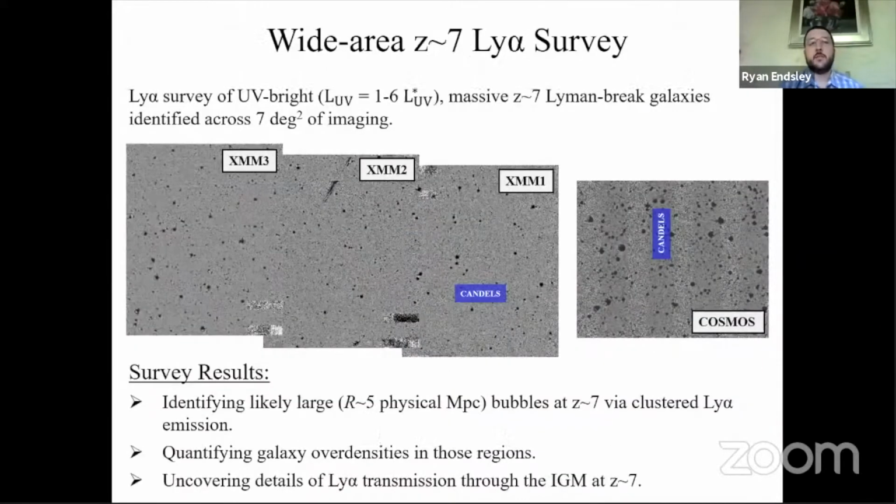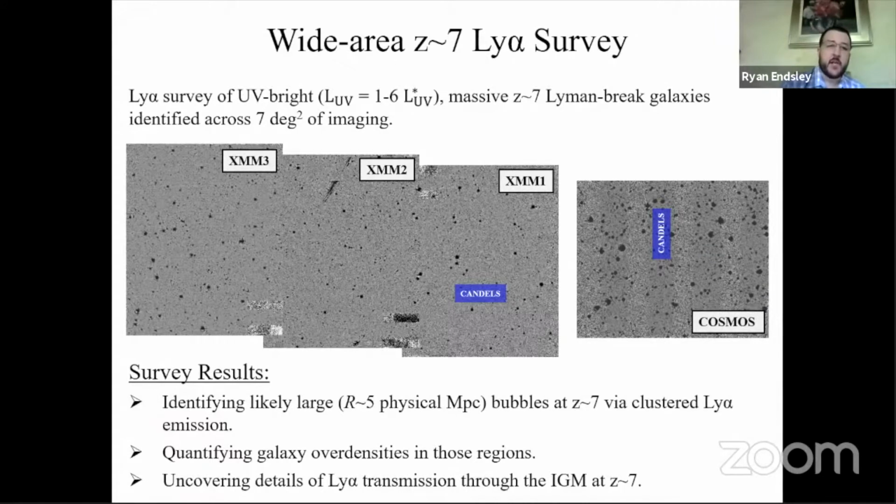So what I want to talk to you about today is a 3-year campaign we've been conducting with MMT Binospec targeting Lyman-alpha emission from UV bright massive Lyman bright galaxies identified across a very wide area of fields. Specifically, this survey has been focused on the XMM and Cosmos fields, which total about 7 square degrees of imaging.